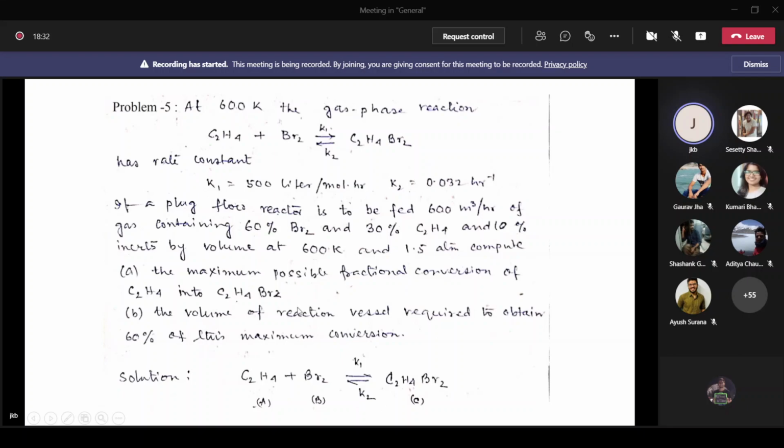The volume of the reaction vessel means reactor design. For a particular conversion and known capacity with known feed composition, it is a reactor design problem. Now let us see the solution. Write the reaction, and here specify ethylene is the limiting reactant. So the entire process will be based on ethylene concentration. All equations, design, and conversion are based on ethylene. And you can also see ethylene is 30%, less than bromine.